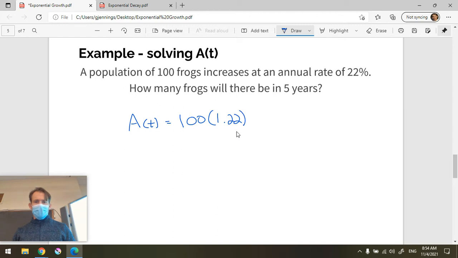So exciting. The knowledge is just flooding out of you. And then I raise that to the power t. I want to know how many frogs there are in 5 years. So now I evaluate. A at 5 is equal to, someone has a calculator. Someone's going to shout the answer at me. I should bring fun-sized chocolate bars to lob at you parabolically.